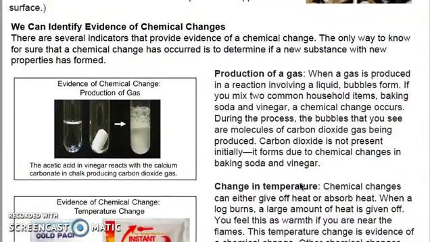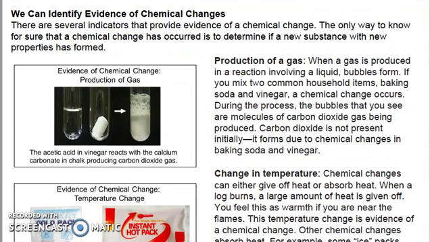We can identify evidence of chemical changes. There are several indicators or signs that provide evidence of a chemical change. The only way to know for sure that a chemical change has occurred is to determine if a new substance with new properties has formed. The first evidence is production of a gas.